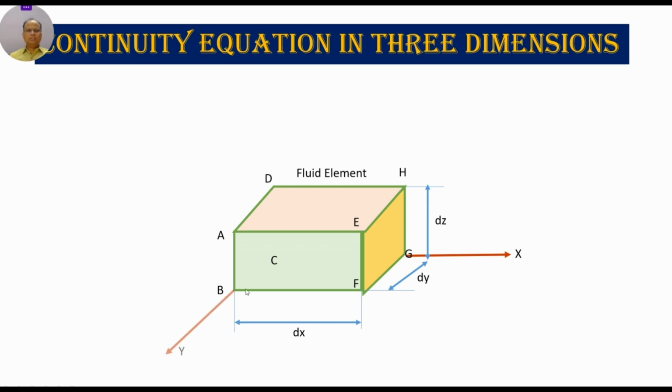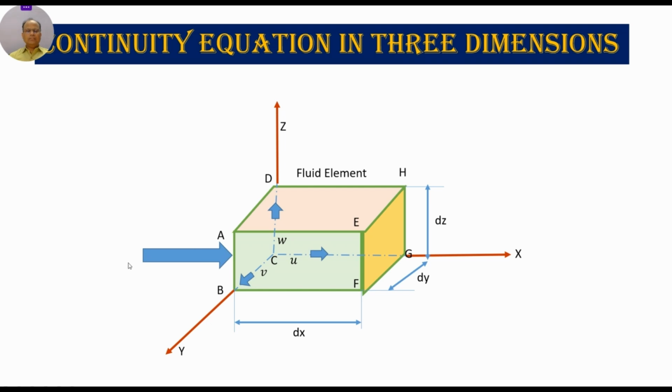We have chosen the 3 directions. This is the x direction, this is your y direction and this is your z direction in which the fluid is flowing. So here your fluid is flowing in all the 3 directions, so we have to choose the velocity component in all the 3 directions. So u is the velocity component in the x direction, v is the velocity component in the y direction and w is the velocity component in the z direction.